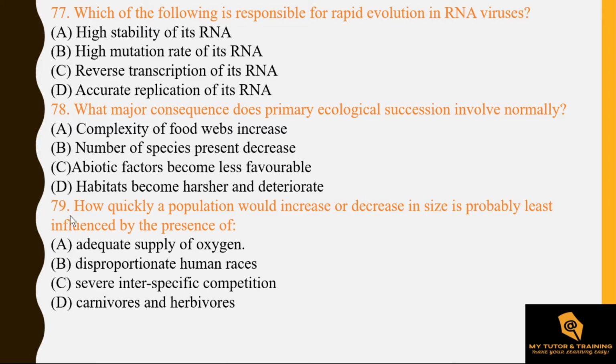Good. Question number 79. How quickly a population would increase or decrease in size is probably least influenced by the presence of: A. Adequate supply of oxygen, B. Disproportionate human race, C. Severe interspecific competition, D. Carnivore and herbivore. So, choice B is the correct answer.